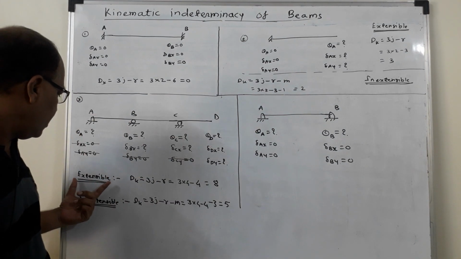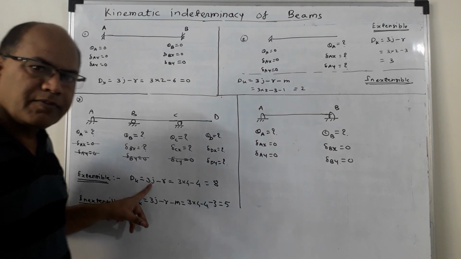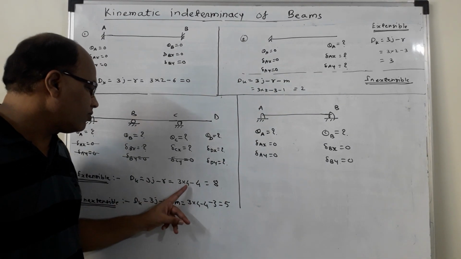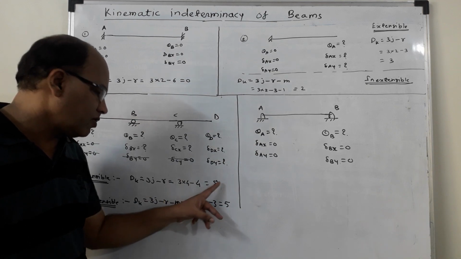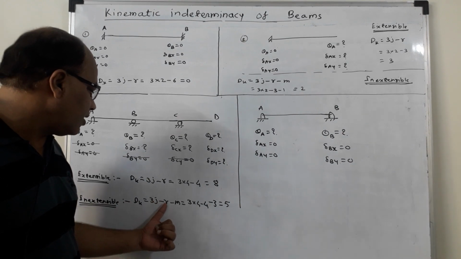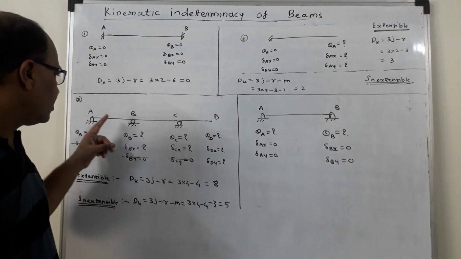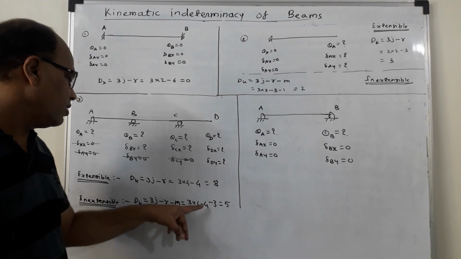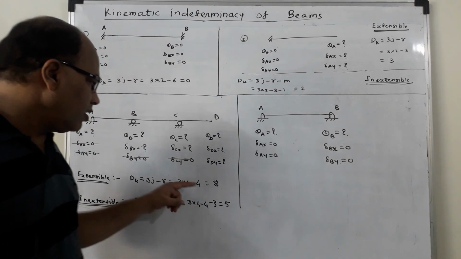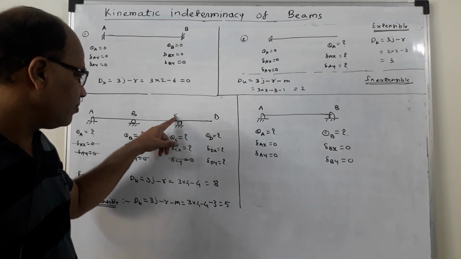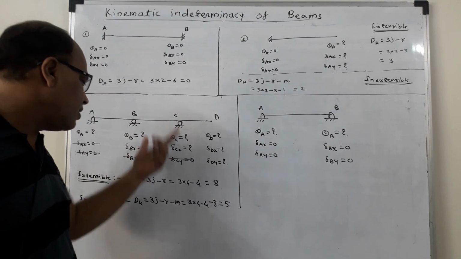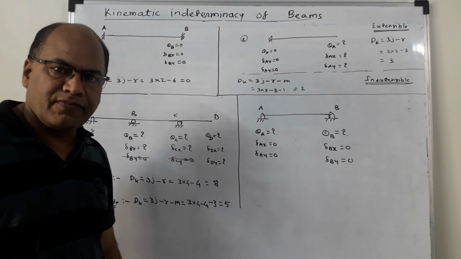If extensible, then the degree of kinematic indeterminacy is given as 3j minus r. So 3 times j, where the number of joints is 4, gives 3 into 4 minus 4, that is 8. If it is inextensible, dk is equal to 3j minus r minus m. The number of members is 1, 2, 3. Using it here, I am getting 5. So the degree of kinematic indeterminacy for this beam, if it is extensible, is 8, and if it is inextensible, dk is equal to 5.